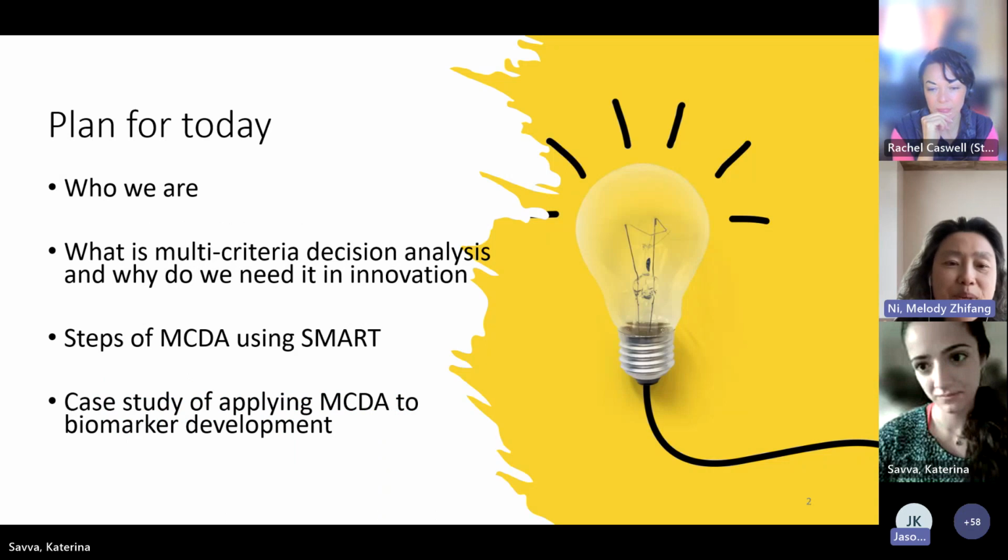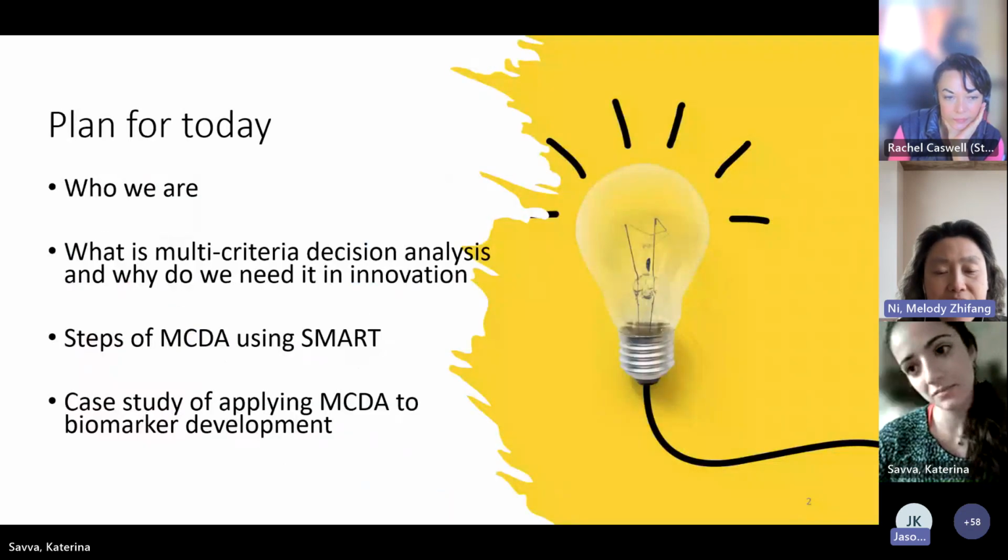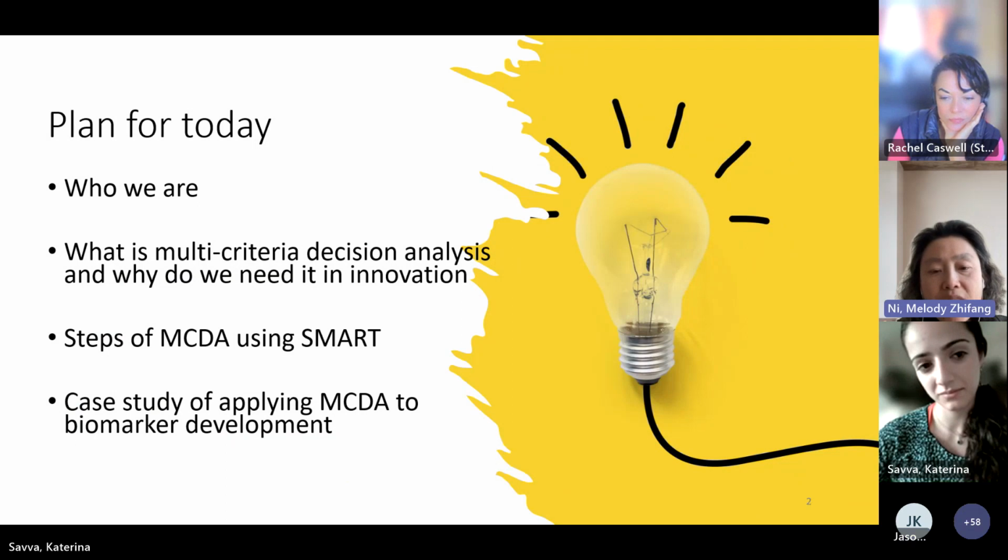Yeah, so we will say briefly who we are and what led us to use multi-criteria decision analysis, and why we need it in innovation, which is what we do on a daily basis. And then we'll present a case study of MCDA, but it's a particular format of MCDA, multi-criteria decision analysis, called SMART. So SMART is a really simple execution of MCDA. Then we will basically tell the story of how we use the MCDA or SMART approach to help accelerate the biomarker development and translation.